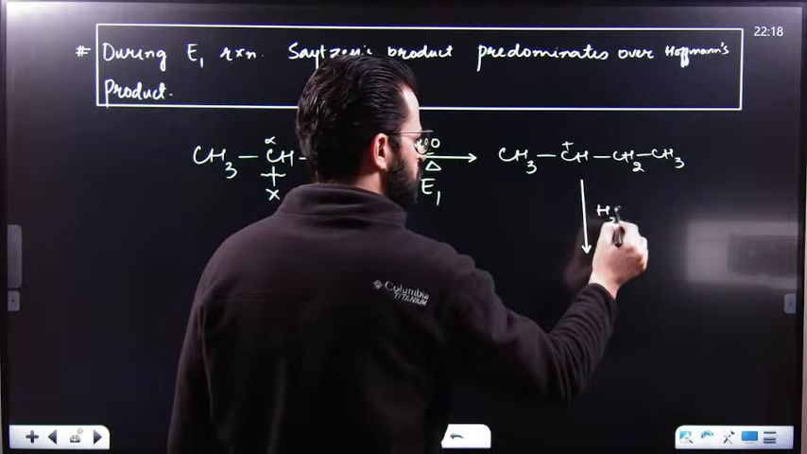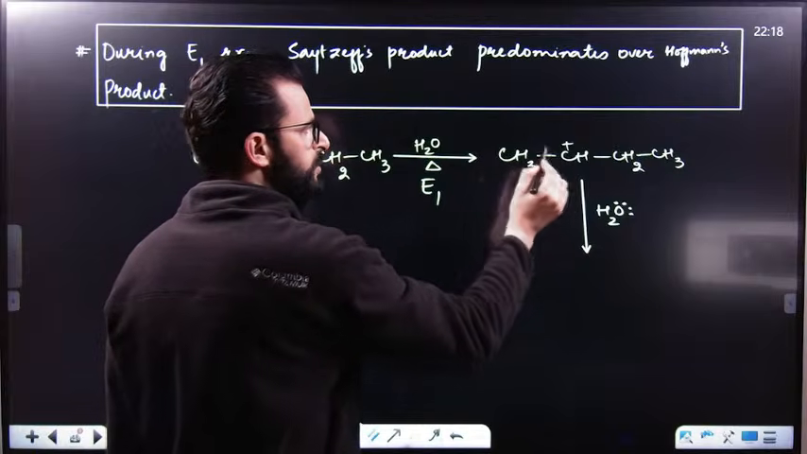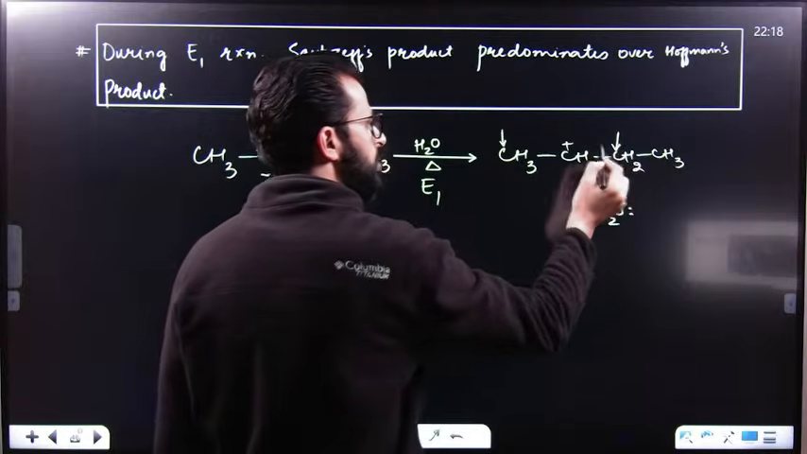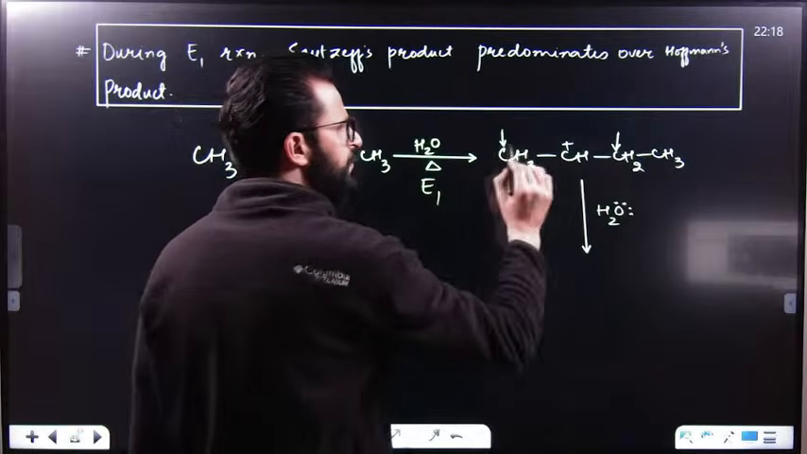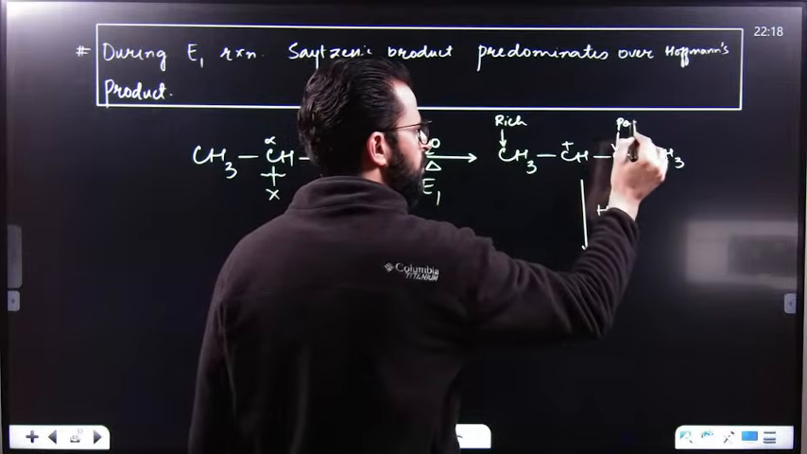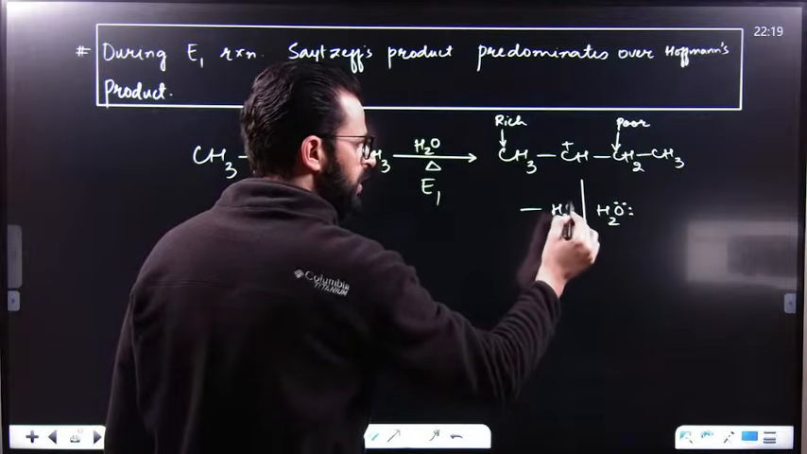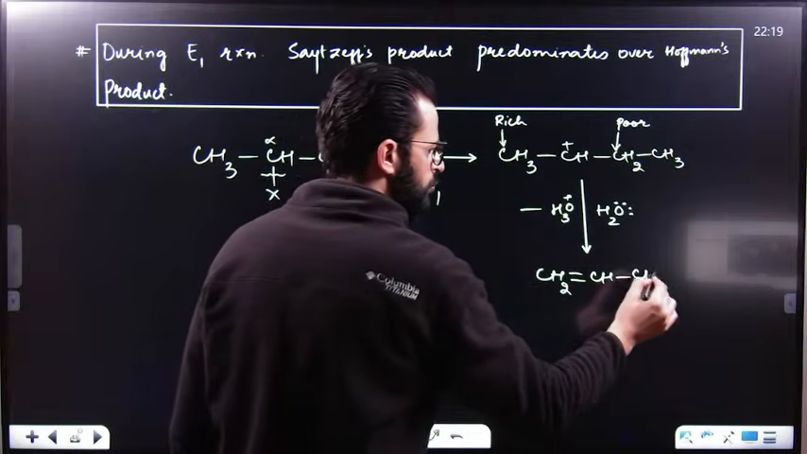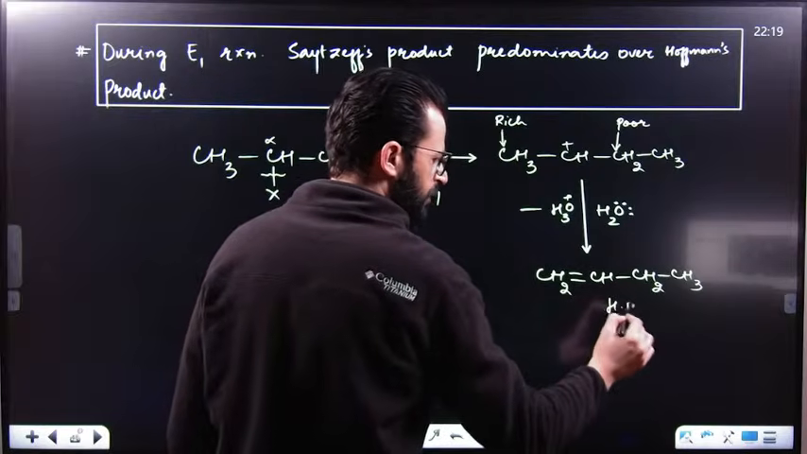the base, or this solvent will act as a base, and that will simply remove hydrogen from the position adjacent to the carbocation. If you look at this position adjacent to the carbocation and this position adjacent to the carbocation, these are two different positions. This is rich with respect to hydrogens and this is poor with respect to hydrogens. When we abstract hydrogen from the rich position, it will result in the formation of CH2 double bond CH, single bond CH2, single bond CH3. And this is a less alkylated alkene, hence the Hofmann product.